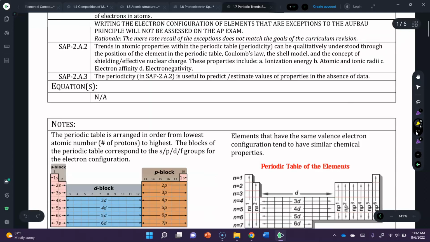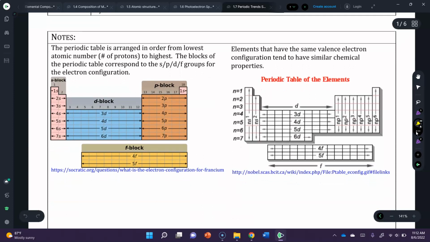So here we go with some notes. The periodic table is arranged in order from lowest atomic number, or number of protons, to the highest. The blocks of the periodic table correspond to the SPDF groups for electron configuration, which we discussed in the previous section, but did not draw out. But here you have it wonderfully laid out for you. The elements that have the same valence electrons tend to have similar chemical properties.